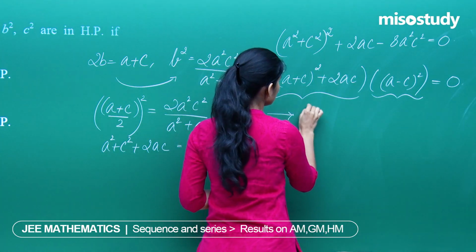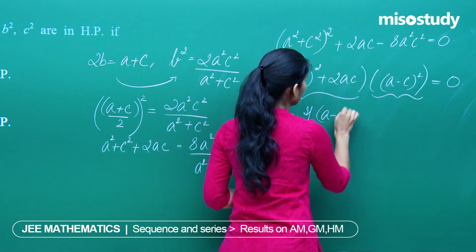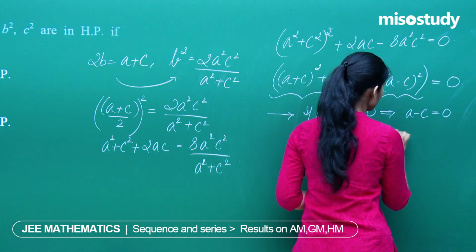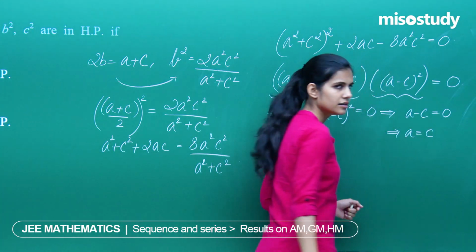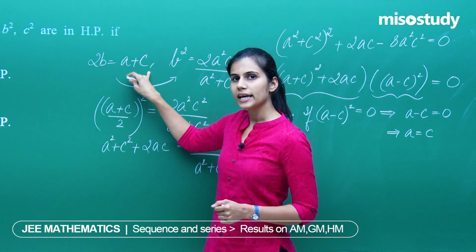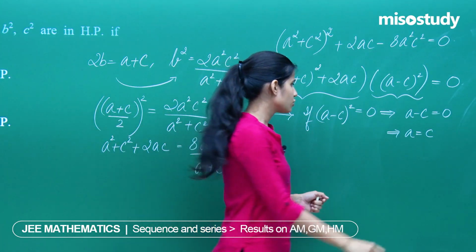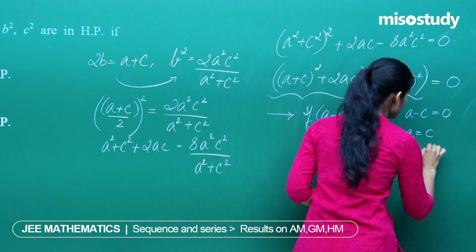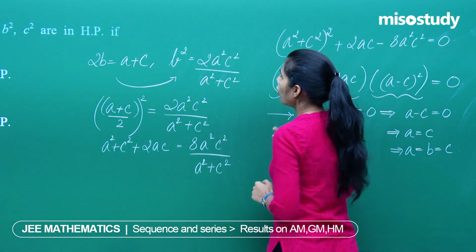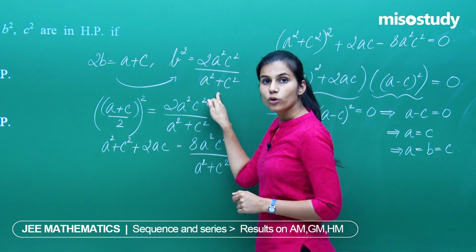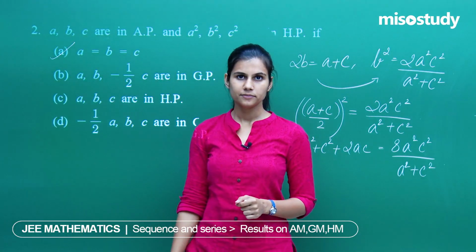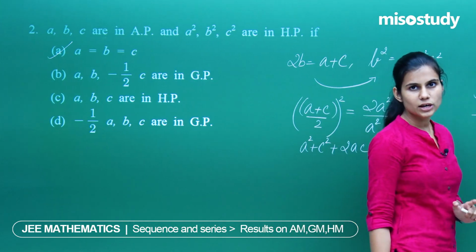So if (a minus c) whole square is 0, this means a minus c is 0, which means a equals c. But if a is equal to c, you get 2b equals 2a, which means b equals a. So eventually you will get a equals b equals c. So this expression is 0, and both of them are going to hold simultaneously if a equals b equals c. This is one very condition in which they are going to hold.